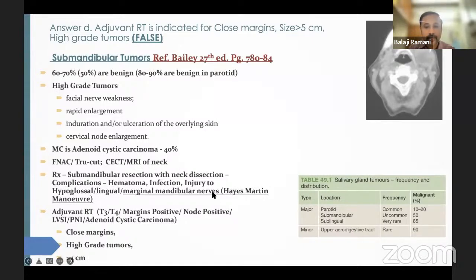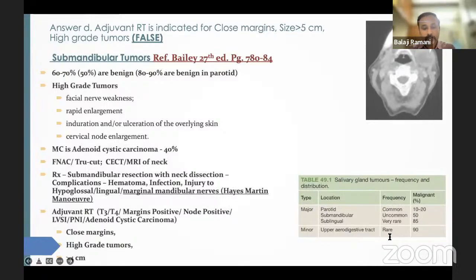And there is a particular maneuver which is mentioned here called the Hayes-Martin maneuver. What is this Hayes-Martin maneuver? Can anybody tell me what is the Hayes-Martin maneuver which I have underlined here in the slide? Yeah, to prevent injury to the marginal mandibular, but how do you prevent that? Elevating the flap, how?